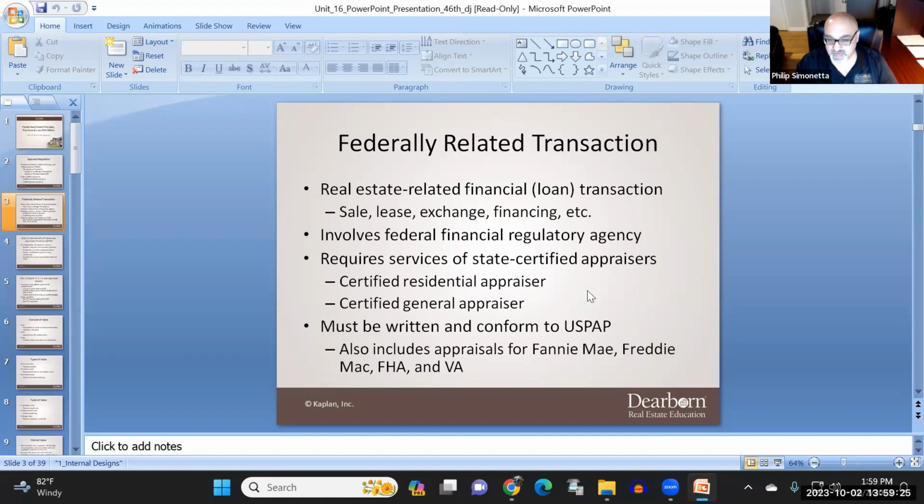They must be in writing and they must conform to the USPAP rules and regulations, which we're going to go over in a minute. It also includes appraisals for Fannie Mae, Freddie Mac, FHA, and VA. Like we talked about, all of those are going to require state certified appraisers.